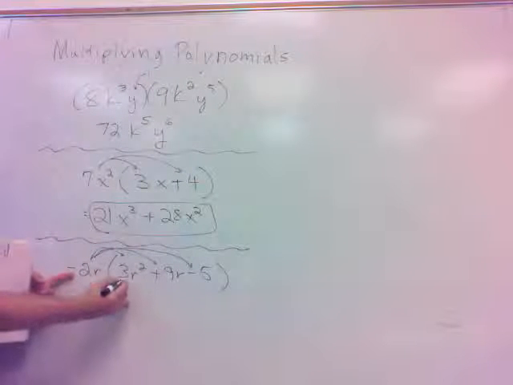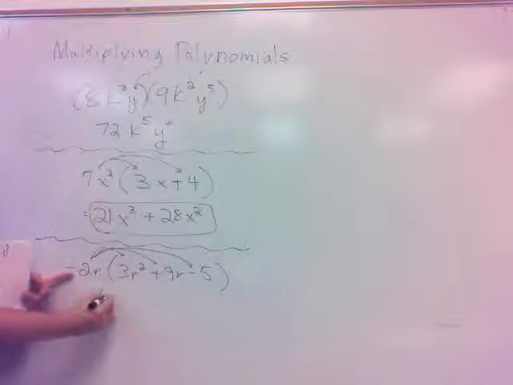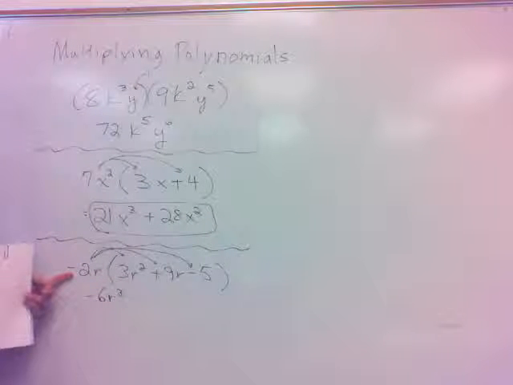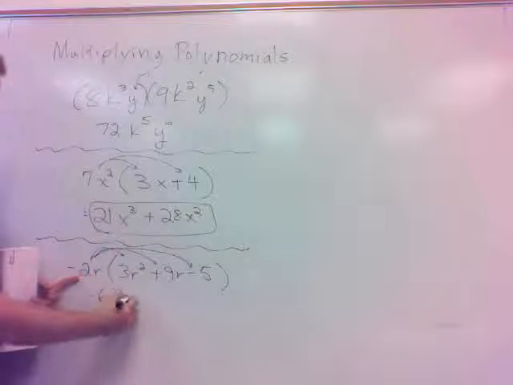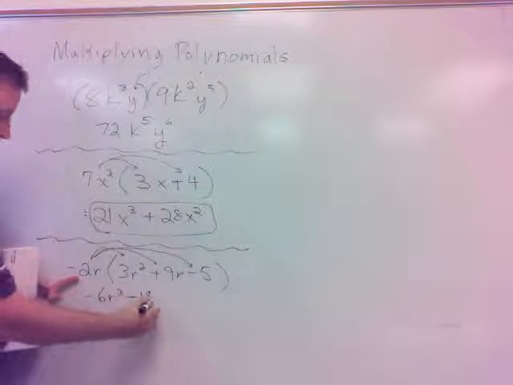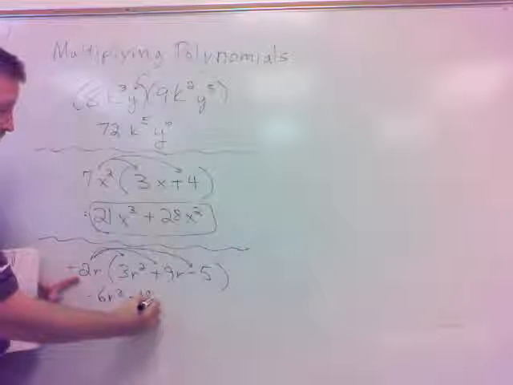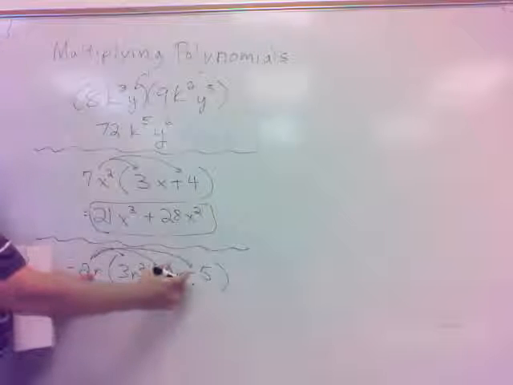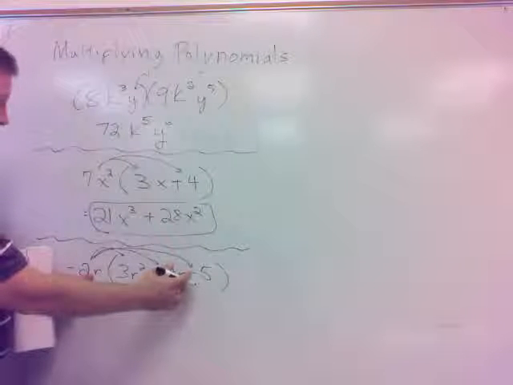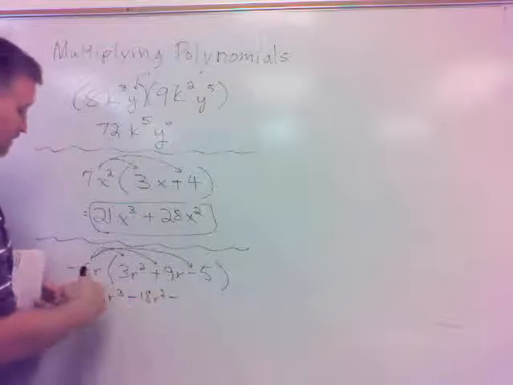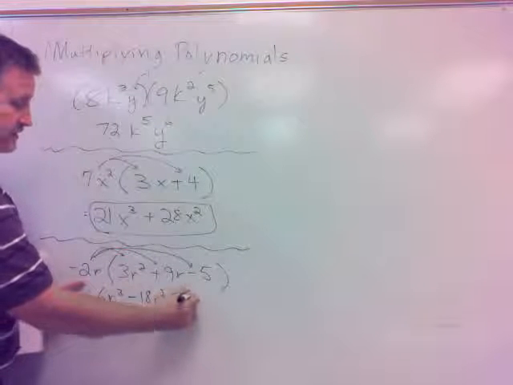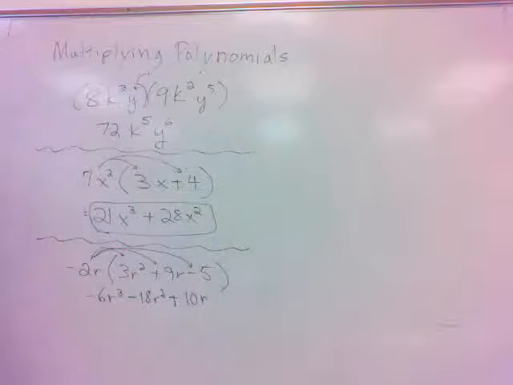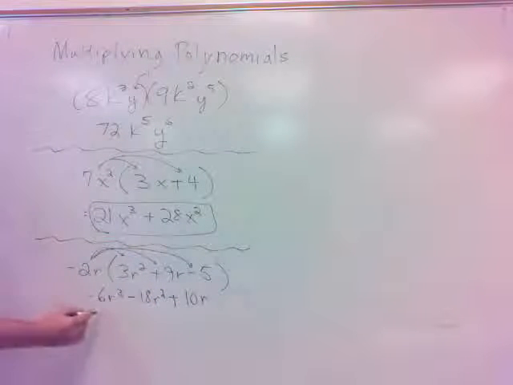Negative 2r times 3r squared is negative 6r to the 3rd. Negative 2r times 9r, well, negative 2 times 9 is negative 18, and r times r is r squared. It's r to the 1st, so we're adding 1 and 1. And then negative 2r times negative 5, well, that would be a negative times a negative is positive, 10r. 2 times 5 and r. Okay?